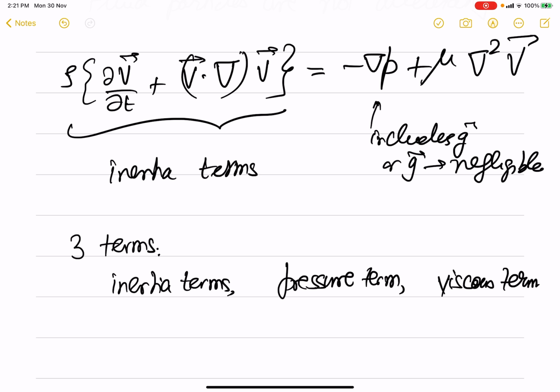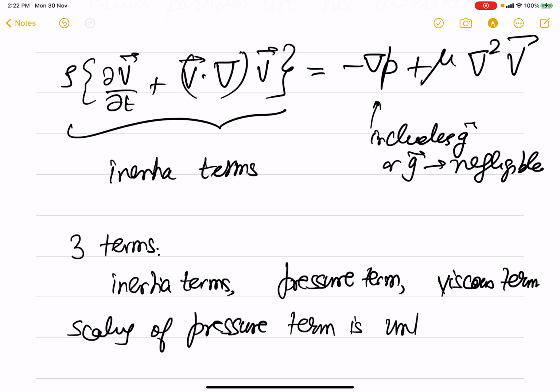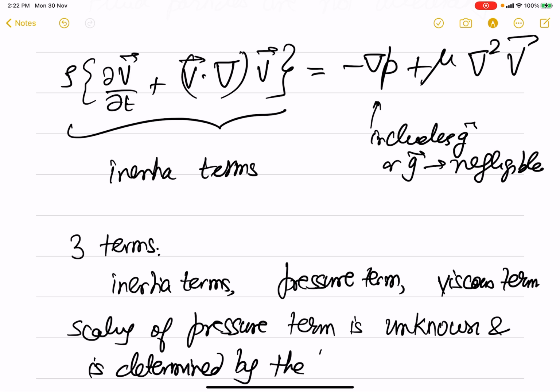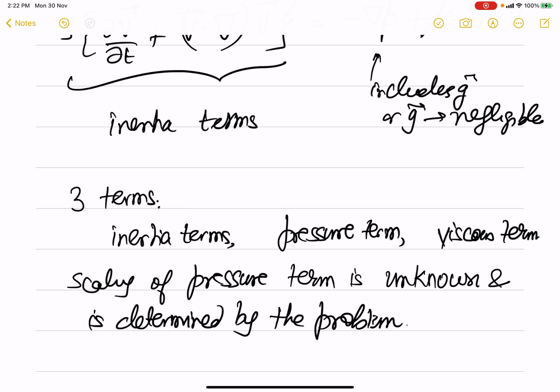And in general, in most problems, what happens is the scaling of the pressure term is unknown and is determined by the problem. Unless we have a problem where pressure itself has been specified, which is causing the flow, like in Poiseuille flow. But otherwise, in a lot of problems, the scaling of the pressure term is not known.